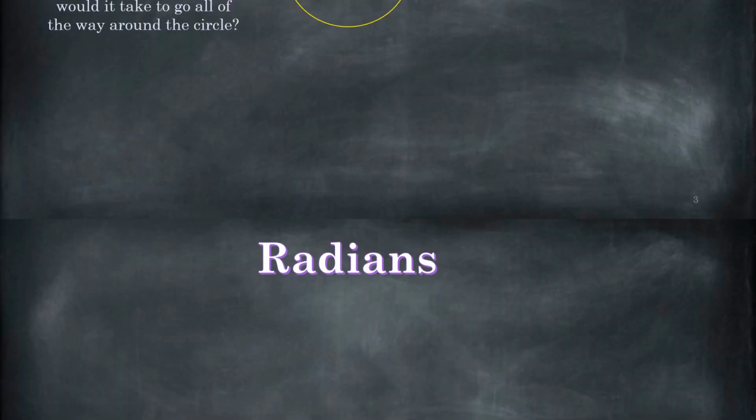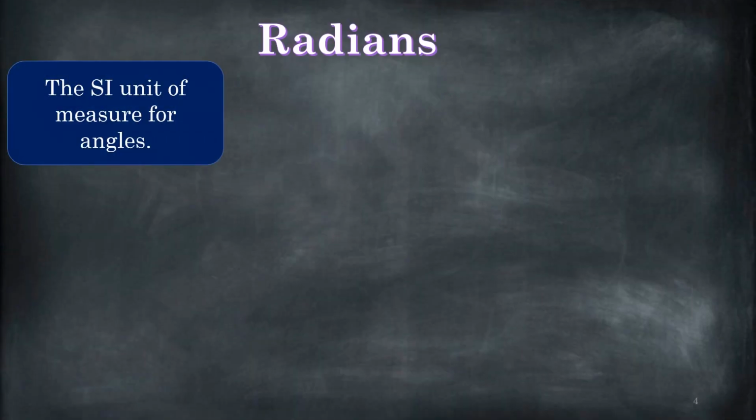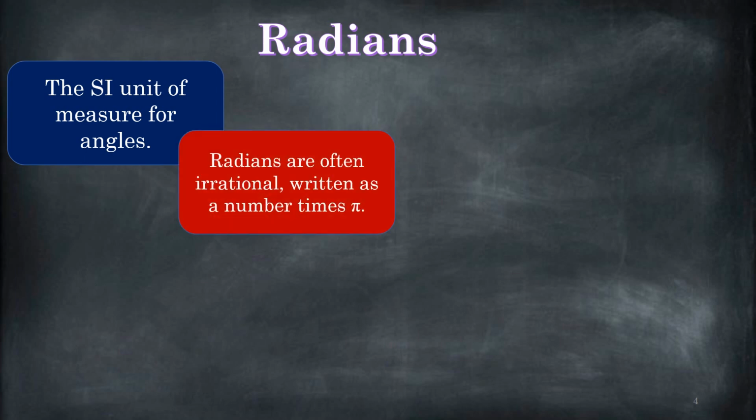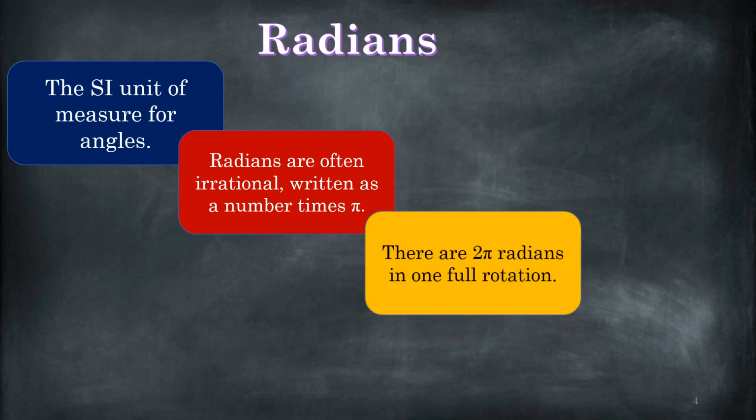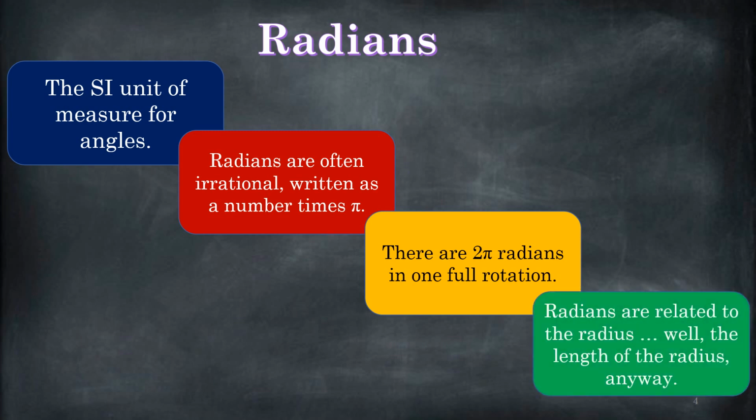Let's talk about some definitions of what radians really are. Radians are the unit of measure internationally for angles, like meters, kilograms, seconds. Some we use here in the US, some we don't. Degrees are used everywhere, but radians are used as well. That's the international standard. So radians are often written as an international number with pi, and there are 2 pi radians in one full rotation. So radians, though, are different than degrees because they are very much related to the length of the radius.